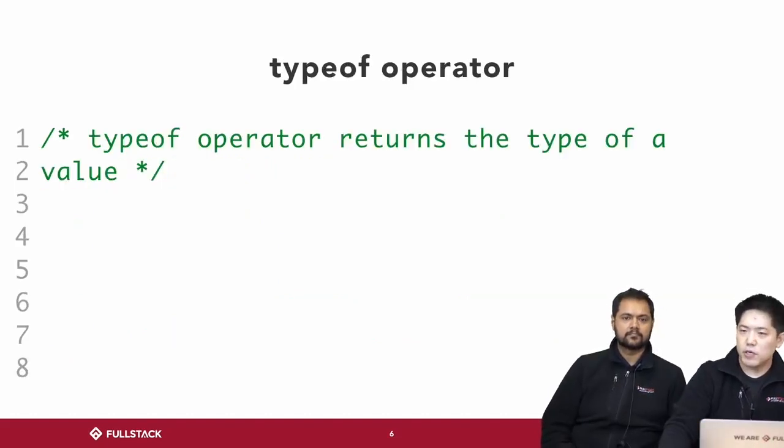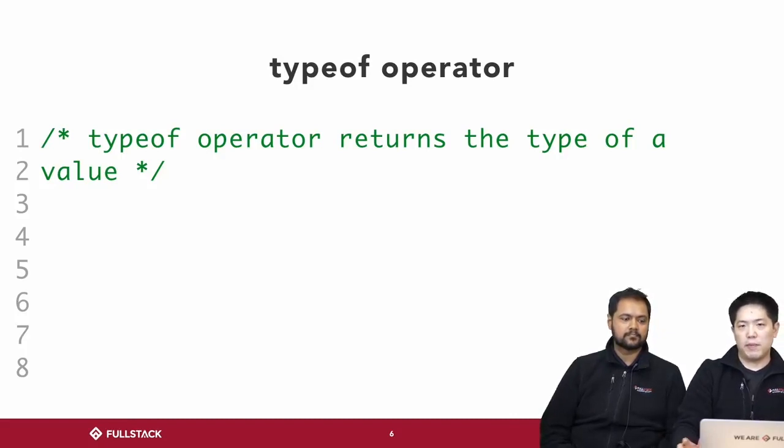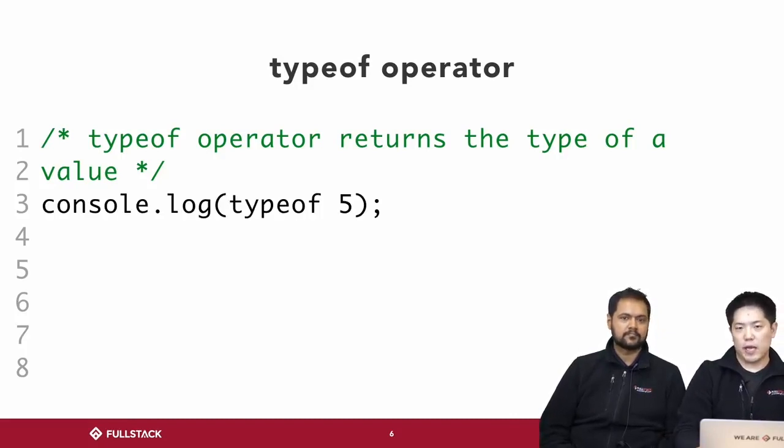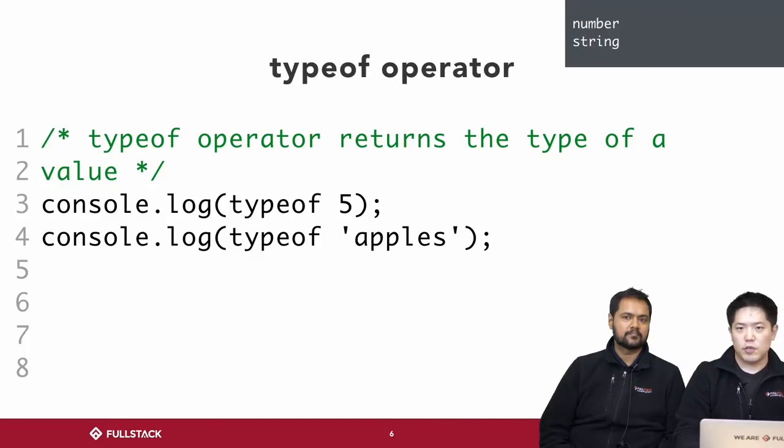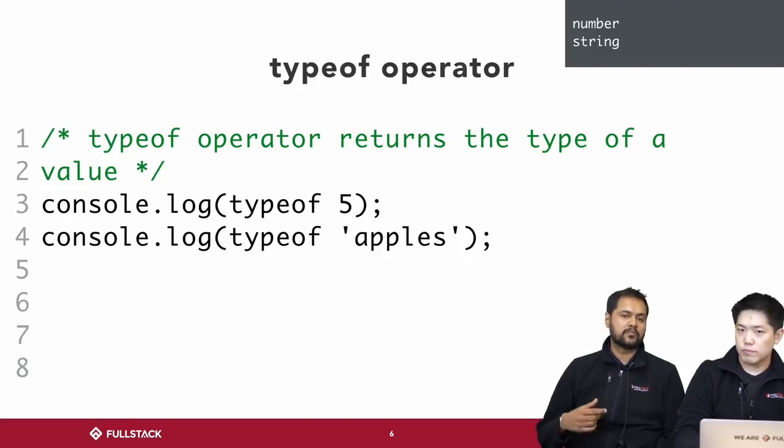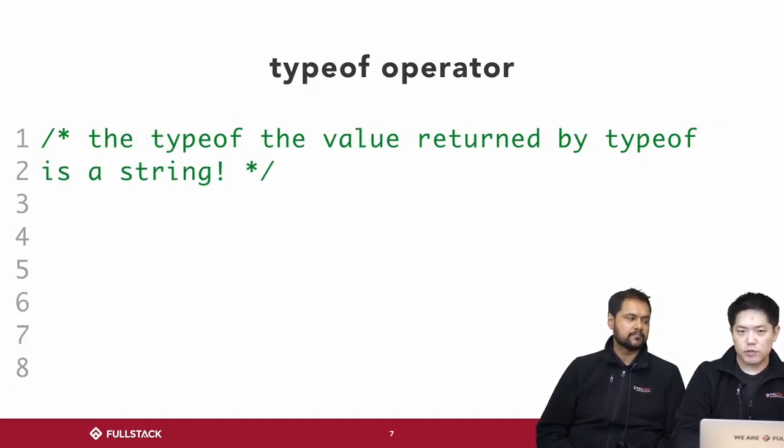JavaScript provides you a handy operator to see what the type of a value is. You can do typeof 5, and if you console log that, or console log typeof "apples", you get number for typeof 5, and typeof "apples" is string. What typeof does is, whatever value is after it, it outputs the type that JavaScript interprets that value as. And one small thing to note is that the output of the typeof operator is a string itself. Always. So what typeof returns is a string.